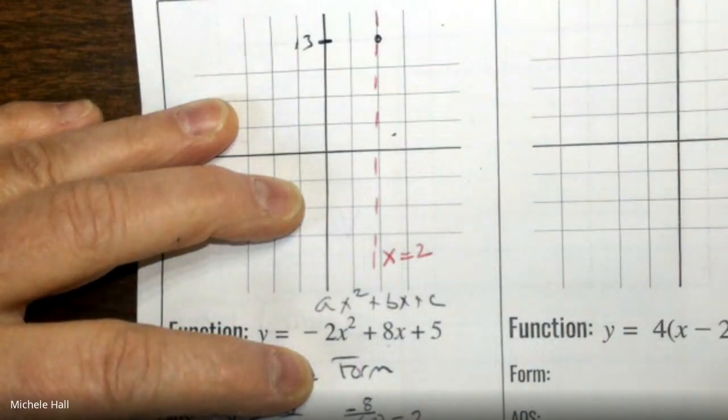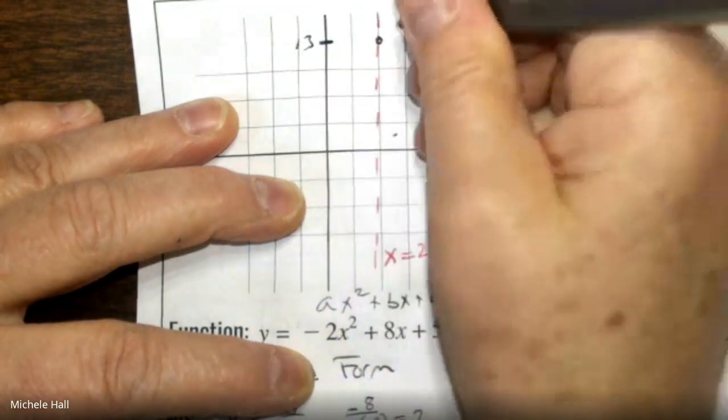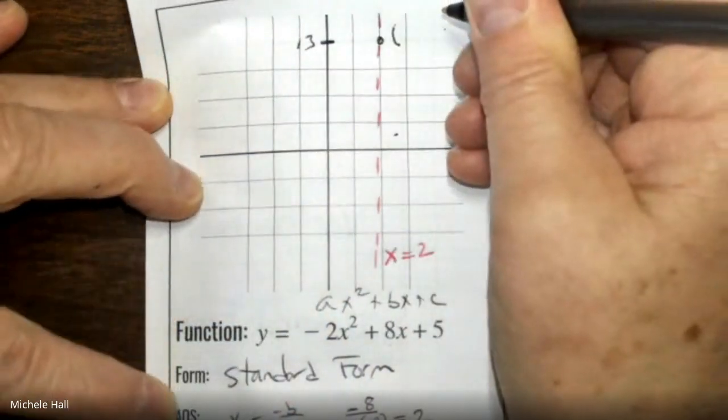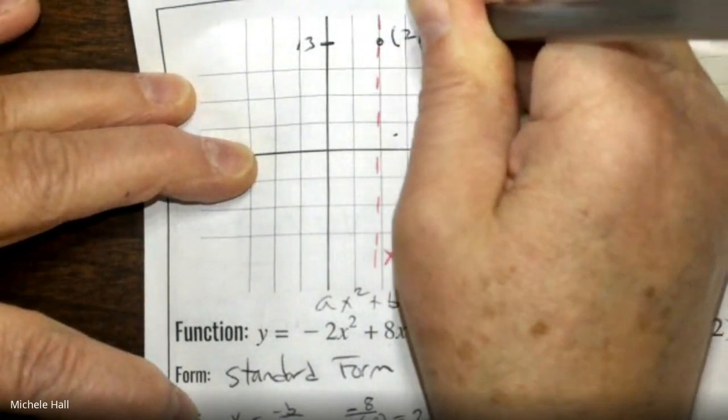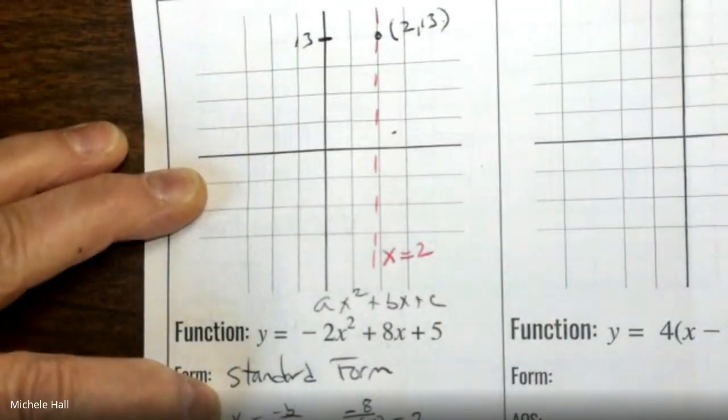But that's not the only thing I need to do right now. I need to label the vertex. It's a point in space. That means I write down what that point is. That point is 2, 13. Now there's no mistaking whatsoever that that point is exactly at 2, 13.